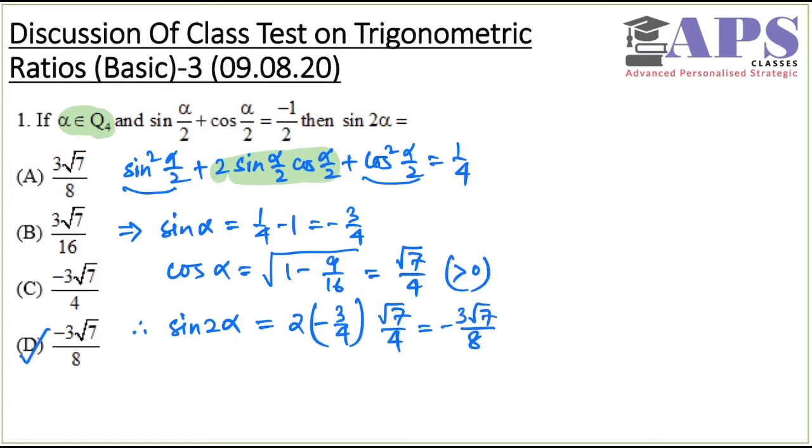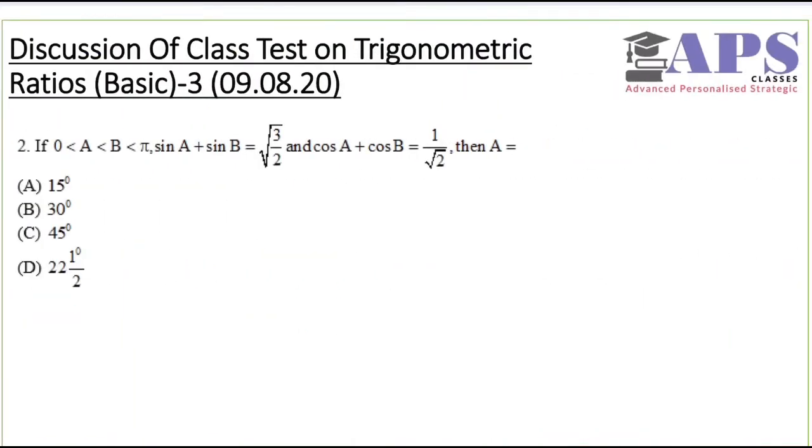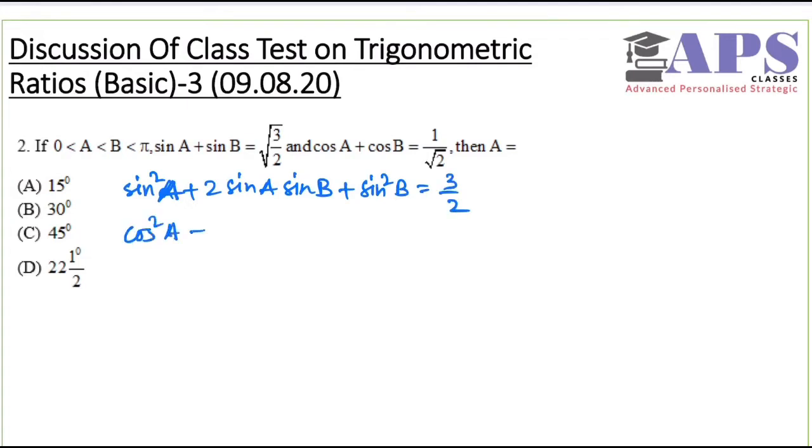Now in question number 2, we have to find the value of a in degrees, so we have to eliminate b here. So one equation is only in sine, one equation is only in cos. If you square and add them, what will I get? Sine square a plus 2 sine a sine b plus sine square b is equal to 3 by 2. And the second equation, if I square, it will be cos square a plus 2 cos a cos b plus cos square b equal to 1 by 2.